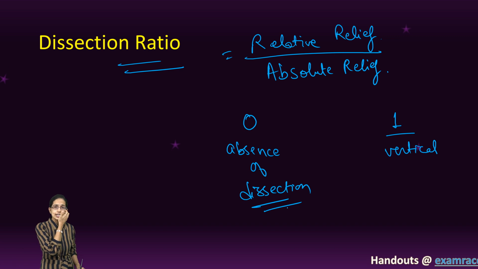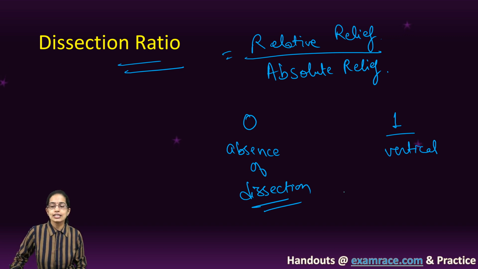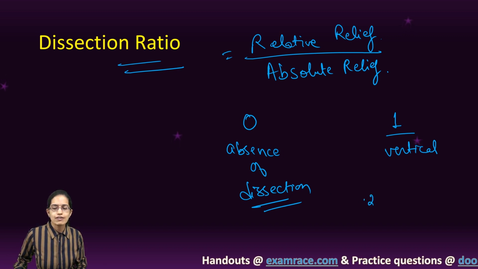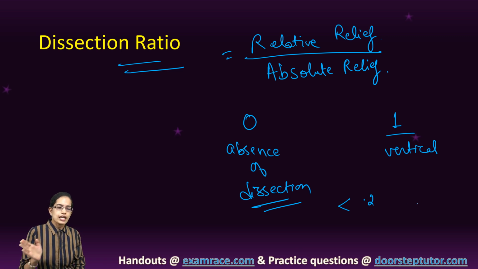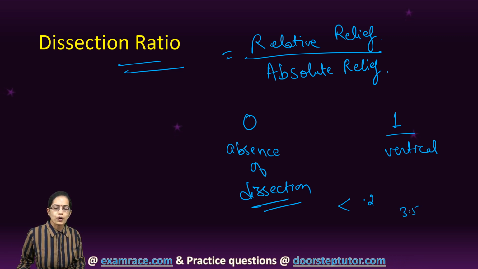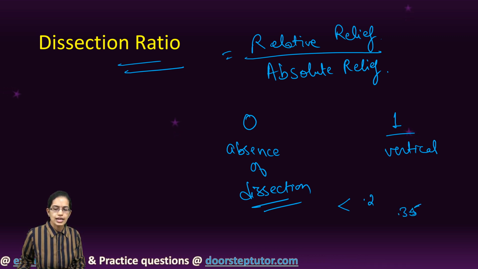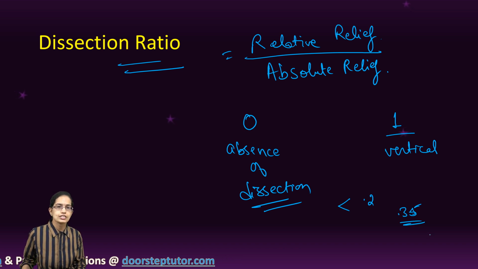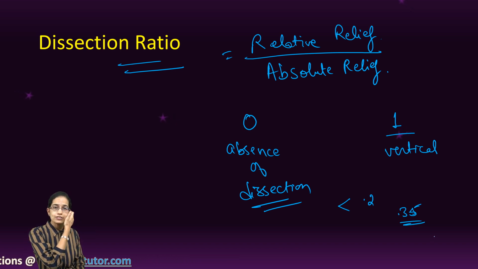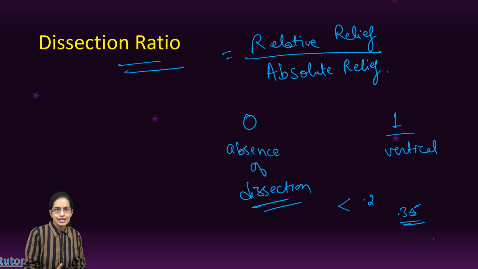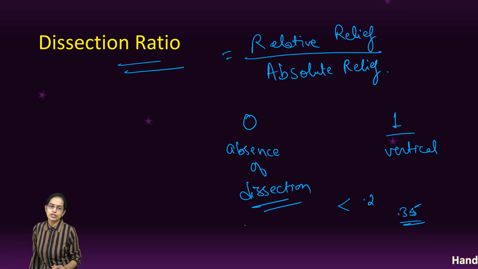Now dissection ratio could range. When I say it's a very low dissection ratio, I would have a score of 0.2 or less. If I have a score of around 0.35, I say it is a moderate dissection ratio. A score of 0.7 plus would be a higher dissection ratio. So that is what is dissection ratio.